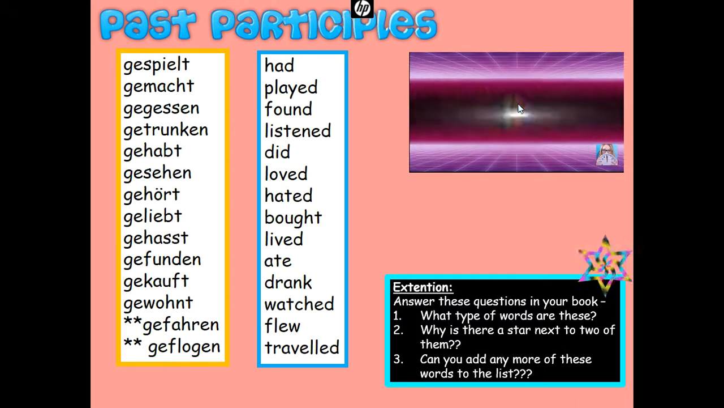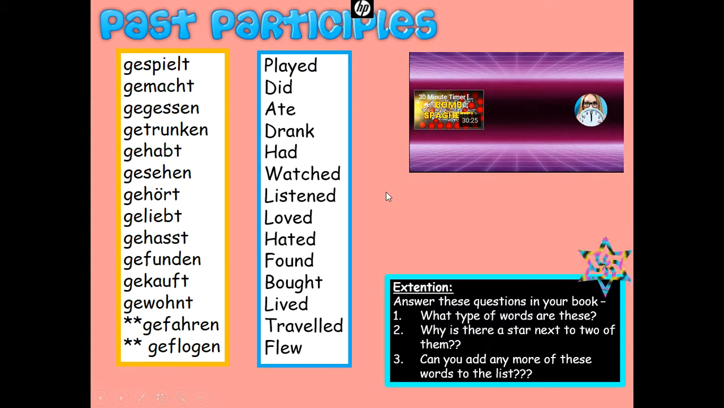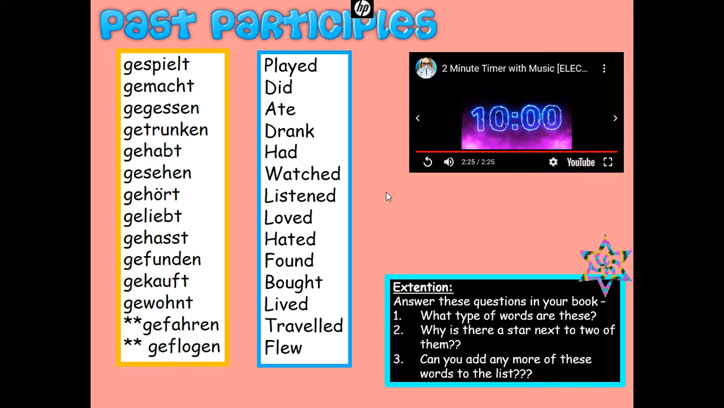Okay, right, let's have a look at them matched up then. So you've got gespielt, which is played, gemacht, did, gegessen, ate, getrunken, drank, gehabt, had, gesehen, watched, gehört, listened, geliebt, loved, gehasst, hated, gefunden, found, gekauft, bought, gewohnt, lived, gefahren, travelled, geflogen, flew.